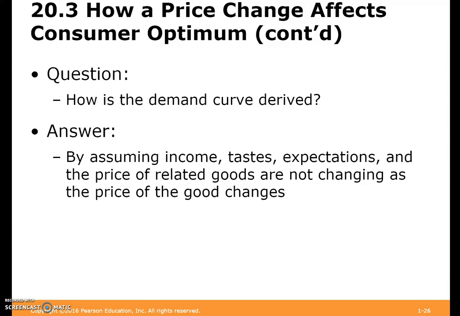So you may be thinking, that's all fine and well, but how do we come up with this? How does a demand curve actually come about? Well, we think about a world or a story, and we assume income, tastes, expectations, and the prices of related goods are not changing as the price of the good changes. We make all these guesses about how the world works, and from there we can get a demand curve and this theory.